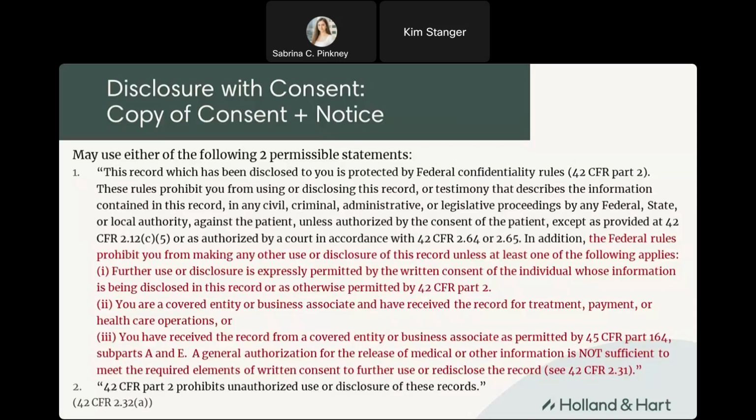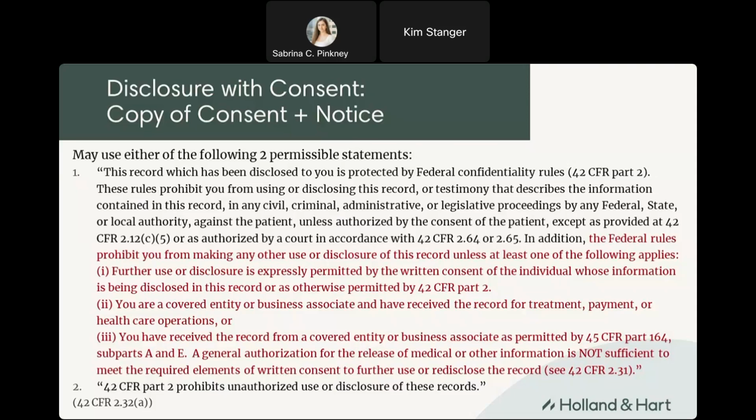Under the form, it says, if you are the recipient of this information, the federal rules prohibit you from making any other use or disclosure of this record unless at least one of the following applies. So you've got these records, and you've got this form. This tells you as a recipient what you can do with the information that you've got. You've got to satisfy one of the following before you can further use or disclose that information. You can make further use or disclosure if it's expressly permitted by the written consent of the individual whose information is being disclosed. And remember, as part of this disclosure, you got a copy of the consent plus this notice. You can look at the consent to see whether that consent would allow you to use or disclose the information.